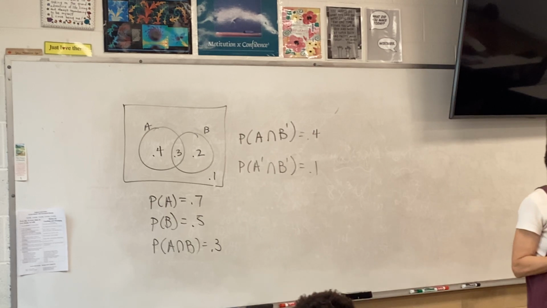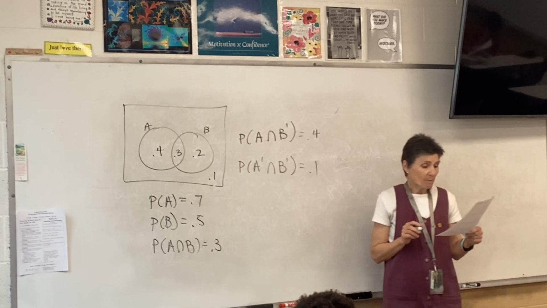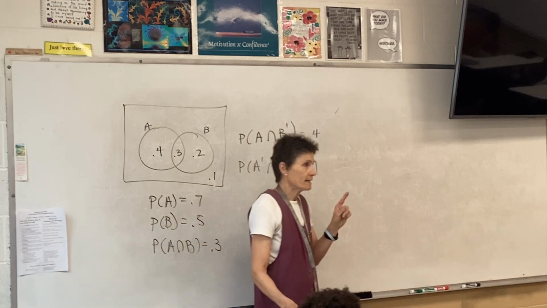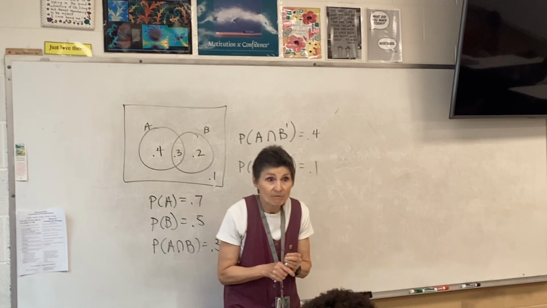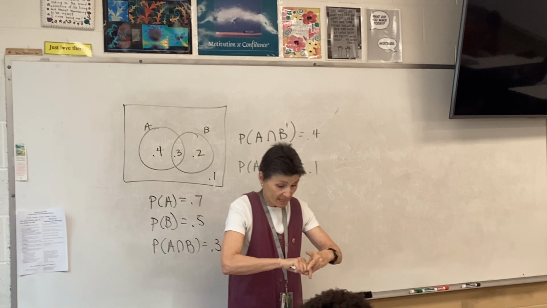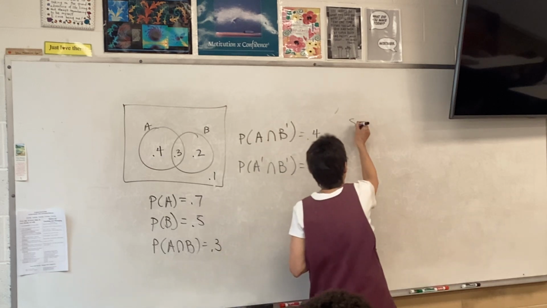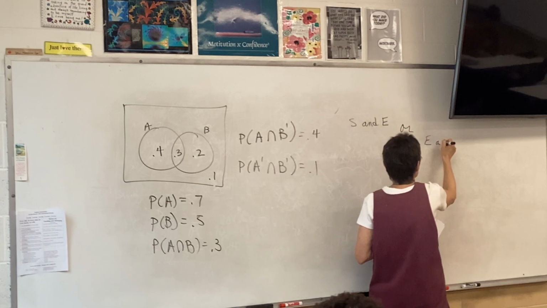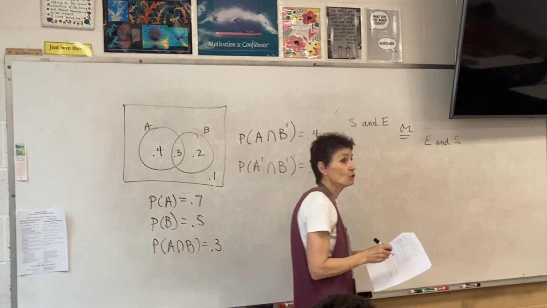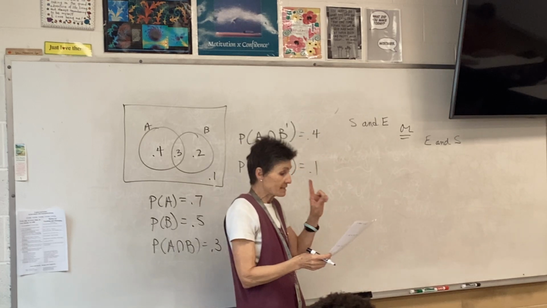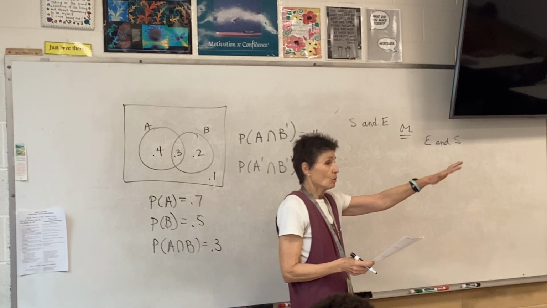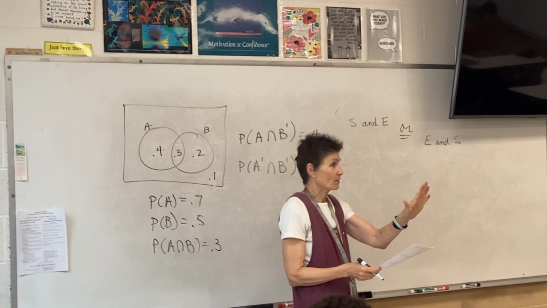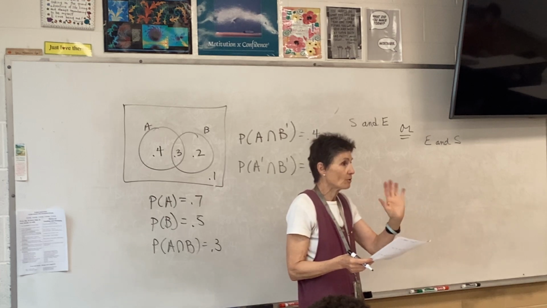Now D is tricky. Last one's tricky. What's the probability that one will like science and the other will like English? What's tricky about this? It doesn't specify order. So it could be science and English, or it could be English and science. Do you all understand that from reading the problem? It's different than question B. Question B says the first one likes math and the second one likes science, period. This is I need one of each, but I don't care who's who.